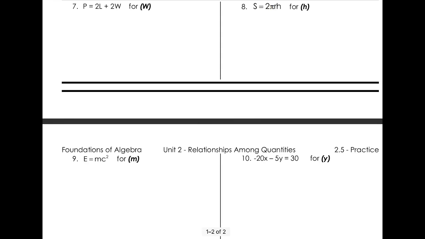All right, let's skip down to number 9. We have E equals mc squared. We want to get this m by itself. I think sometimes you guys get confused when we throw exponents into things, but this is the same thing as m multiplied by c squared. So we want to get that c squared off of that m.